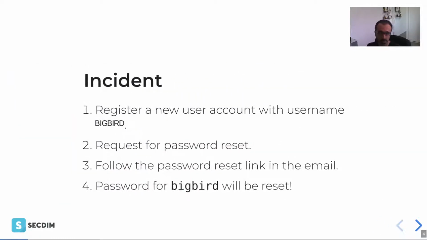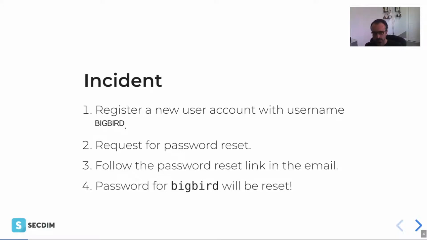Step 1. Register a new user account with a username. Suppose we want to register a user account such as Big Bird, but we are not going to use ASCII characters to register this. As you can see, these letters are slightly different. Although they look like they are in capital form, we are using a combination of different characters here. Once you register that user, request a password reset, then follow along and do a password reset on that user account, and later follow the email link that was sent to you, and you will end up resetting someone else's user account, the real Big Bird.